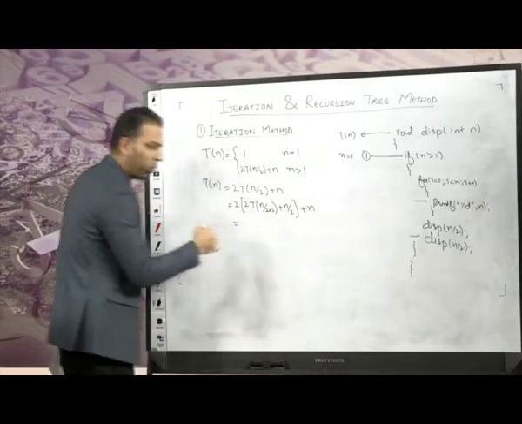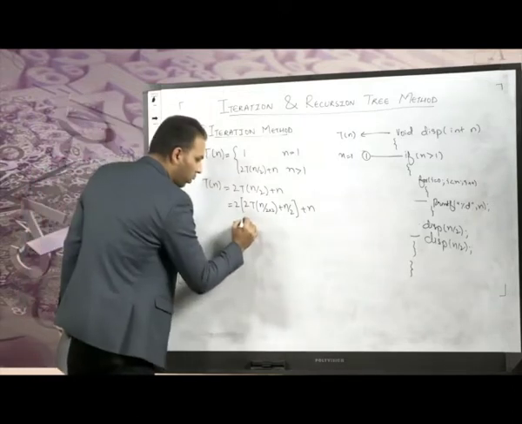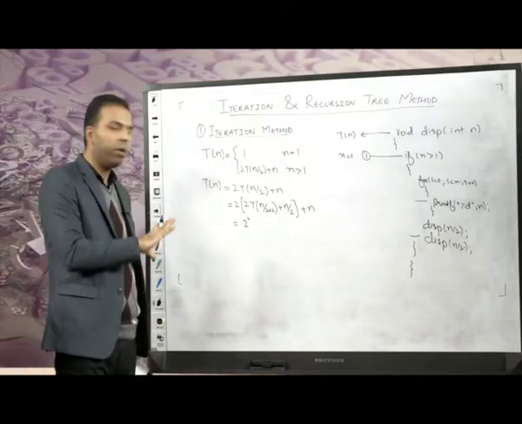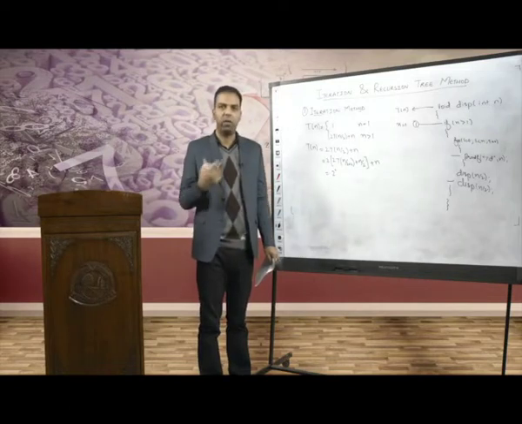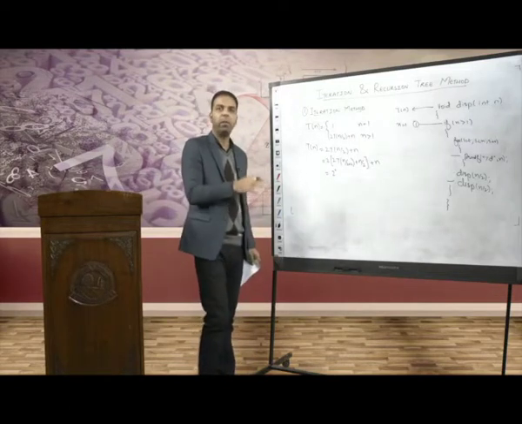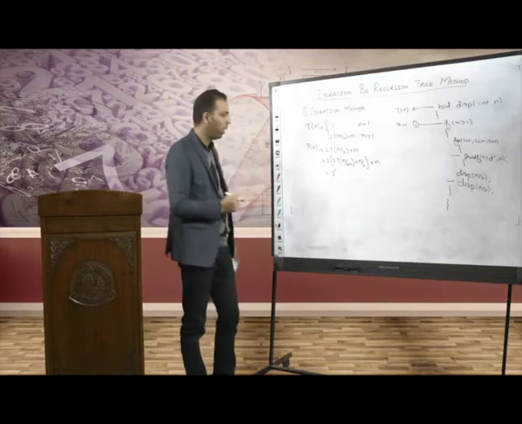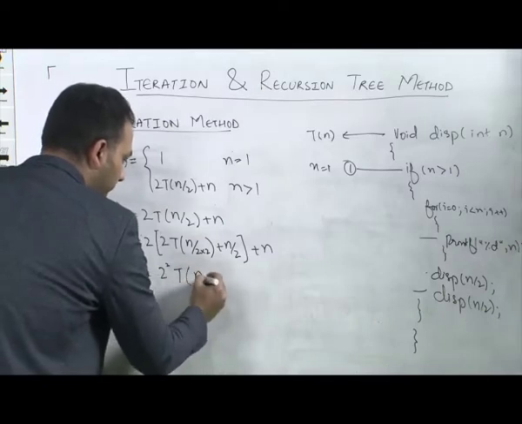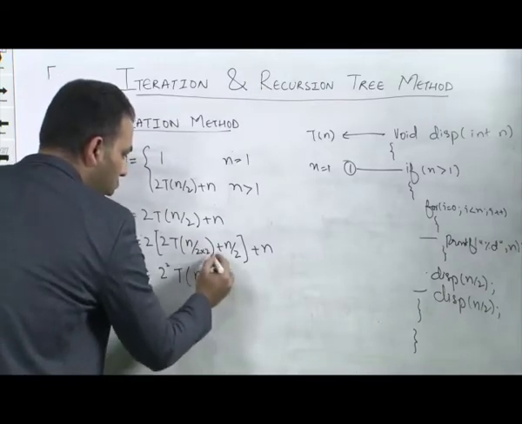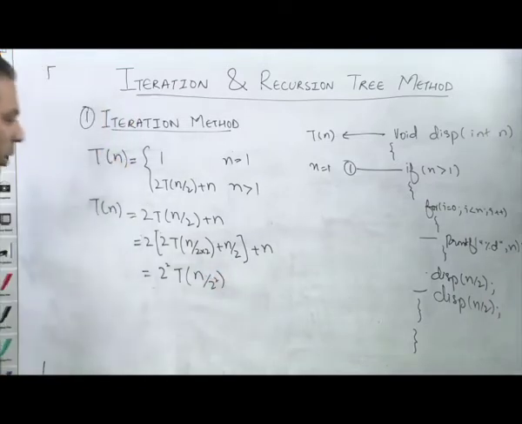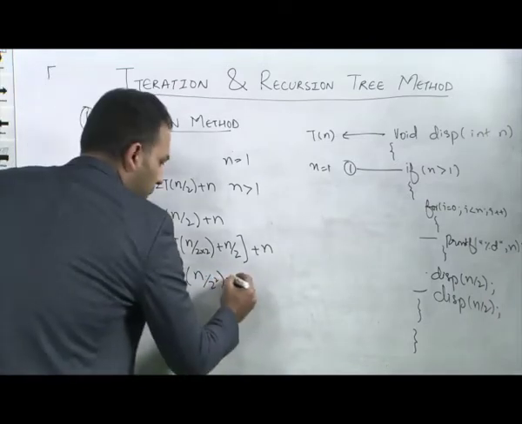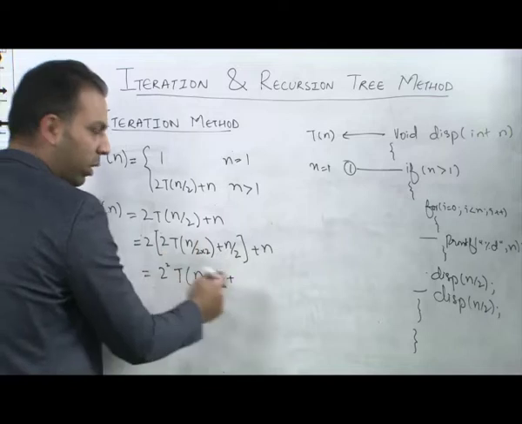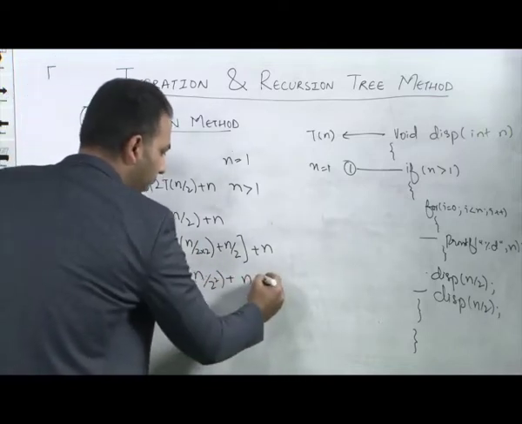Okay. So if we open it, this 2 multiplied by this 2 is 4, but we won't be writing 4, we will be writing 2 square. Why are we writing 2 square? Because it will help us to generate a pattern. If we write 4 it will be difficult to generate a pattern. Although the pattern will be there, it will be difficult to identify it. So I'm writing 2 multiplied by 2 is 2 square, then T(n/2 square). Plus this 2 will be multiplied by this n/2, it will get cancelled. It will be only n, and then plus n.